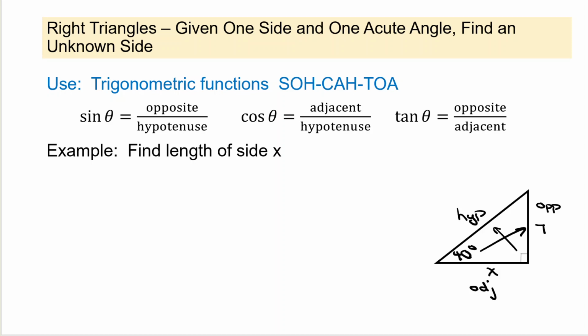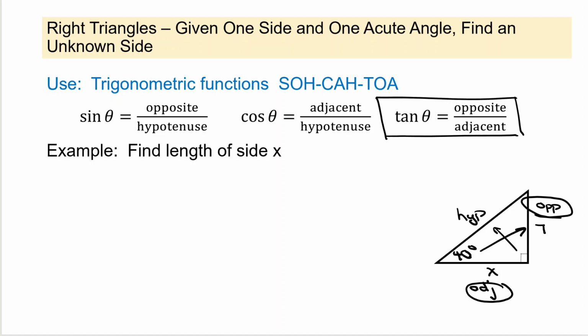So what are we working with here? We've got an angle, we've got an opposite side, and we want to find an adjacent side. So we need a trig ratio that uses opposite and adjacent. So when I look at the three options I've got here, I'm going to use tangent. So I set up a little equation that says tangent of 40 degrees. We know that equals opposite over adjacent. Opposite is 7. Adjacent is the unknown, so that's x.